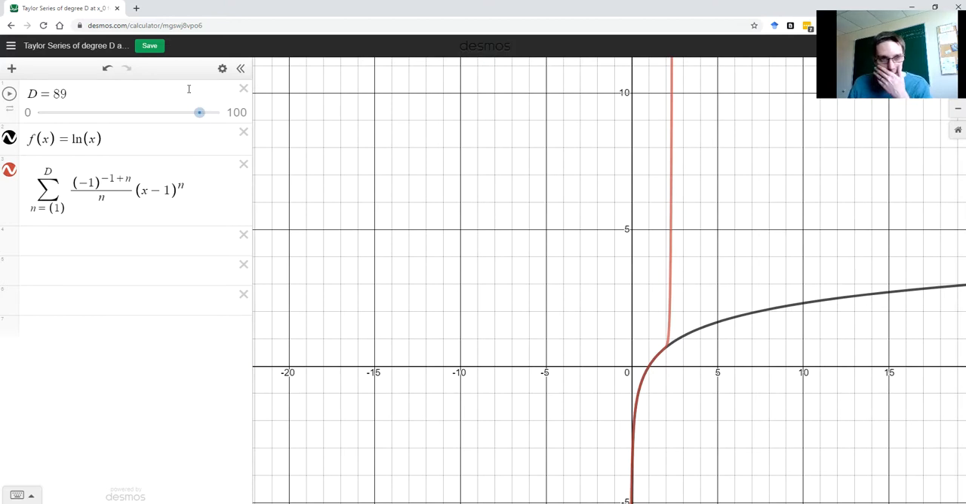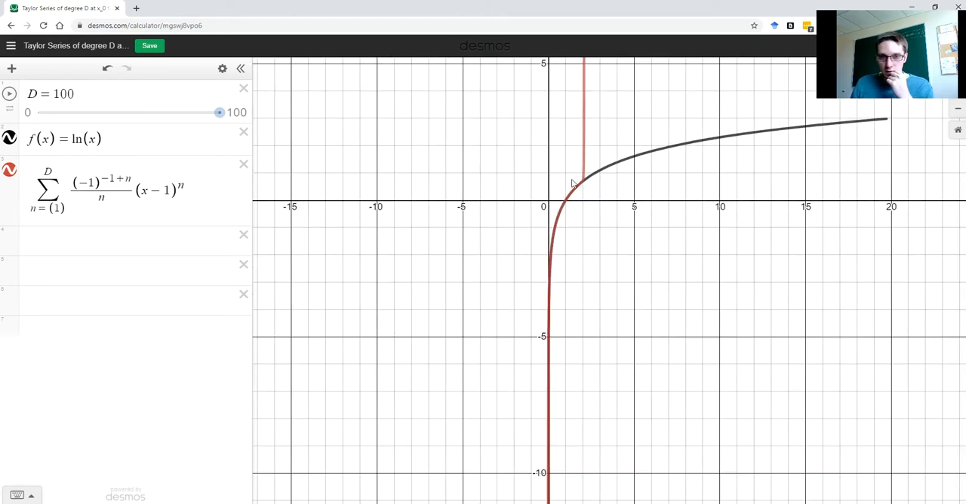All right, so there's 89 terms, and if I show 100, it'll take a minute to do the calculation, and it looks like it's hugging the log of x very tightly over this range, but around x equals 2, it breaks down, and then of course it doesn't match the function for negative values of x. It only works from 0 to 2, and that's because the log of x isn't even defined for negative values of x. Based on that picture, that suggests that the radius of convergence is 1, and the interval is from 0 to 2.